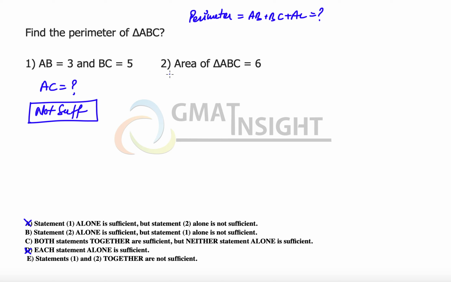Now the second statement says that the area of the triangle ABC is 6. This statement is clearly not sufficient because there are infinitely many possibilities of triangles in which the area will be equal to 6. If we were to draw just two cases to prove that this statement is not sufficient, we can quickly draw two cases.